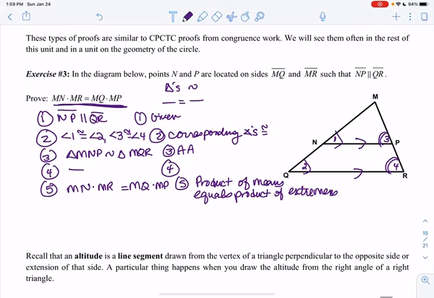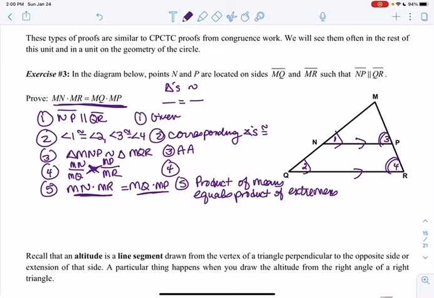Now here I have to say what that ratio is, okay? Because if the triangles are similar, the sides are in proportion, so I have to come up with that proportion. All right, so I'm going to say MN and MR, because see how I'm going to multiply them, and I get that right there. And then I'm going to say MQ and MP, because again, I'm going to cross multiply and get that.